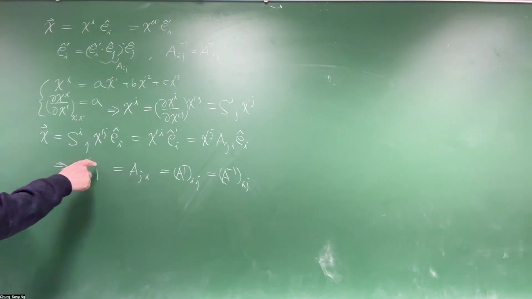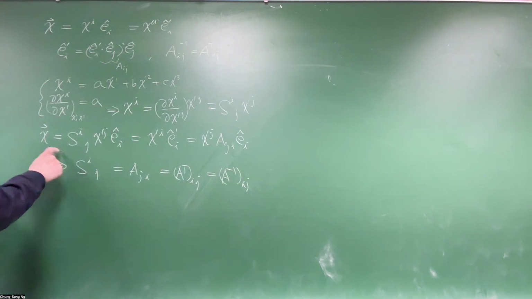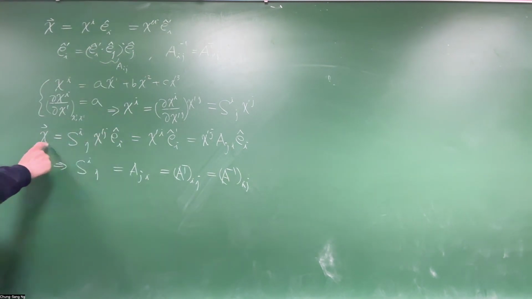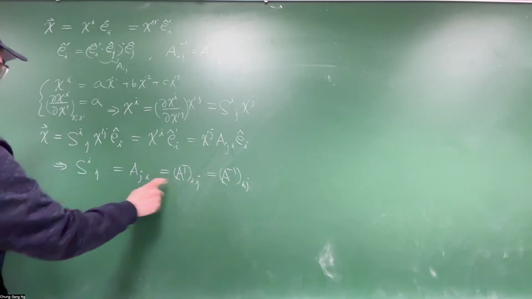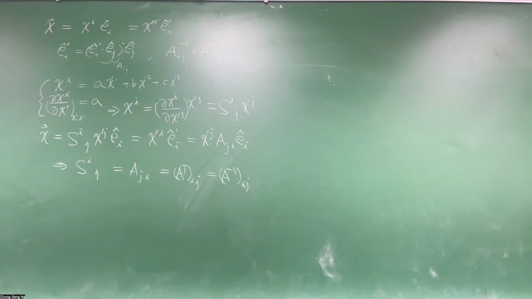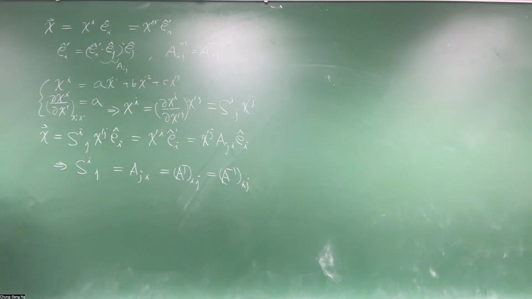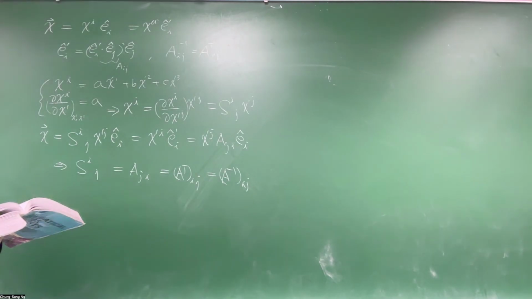Okay, so this A matrix transforms the unit vector, and the S matrix transforms the component, and they satisfy this. So the S matrix is the inverse matrix of the A matrix. Okay, so yeah.